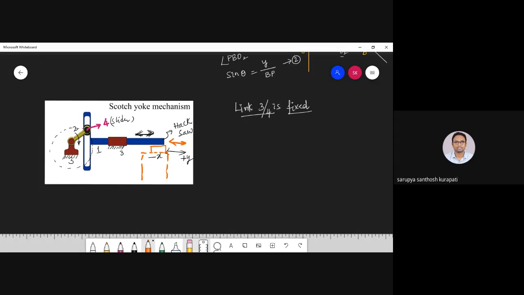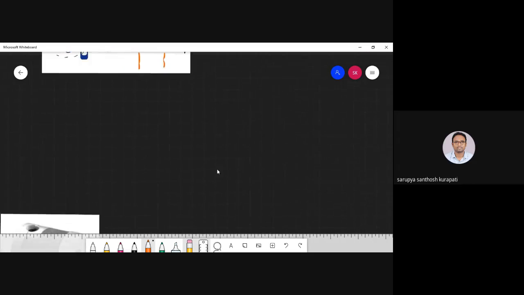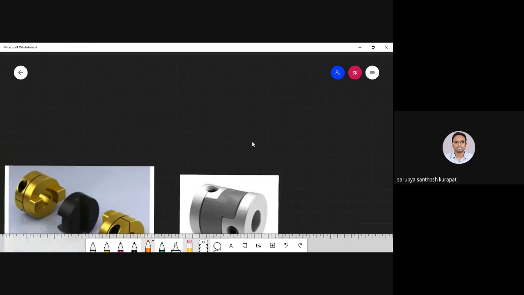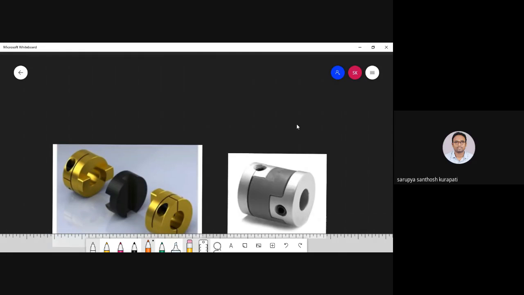Now comes the last category, that is when link number 2 is fixed. So this is very, very important. In machine drawing also you people have studied. So when link 2 is fixed, by looking at the figure, can you remember? Have you studied this? Yes, sir, we studied. What is this? This is the Oldham coupling.